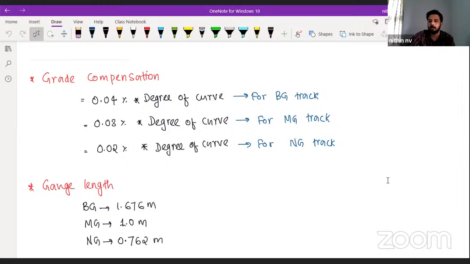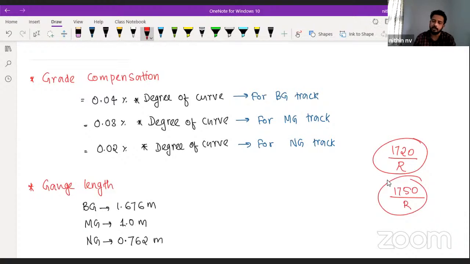0.04 into degree of curve, if it is a broad gauge railway track. For meter gauge and narrow gauge, it keeps decreasing. Very easy to remember: 0.04 percent, 0.03 percent, 0.02 percent. The degree of curve they will give in the question. If not given, sometimes we take 1720 by radius, sometimes we take 1750 divided by radius.